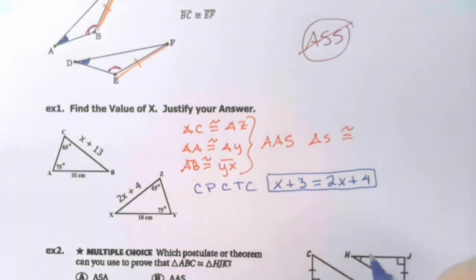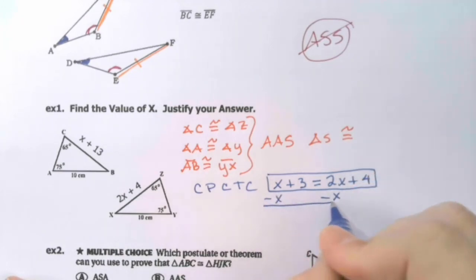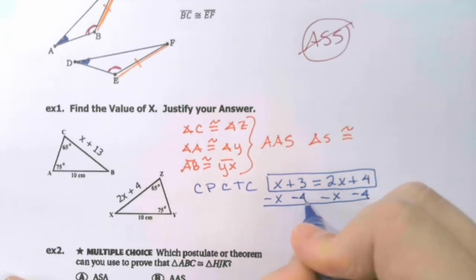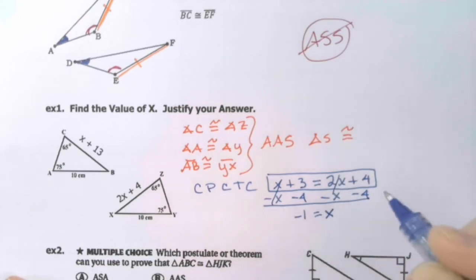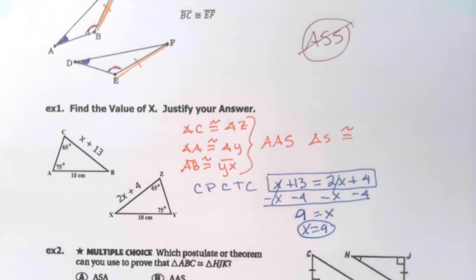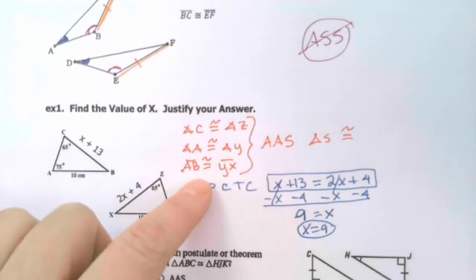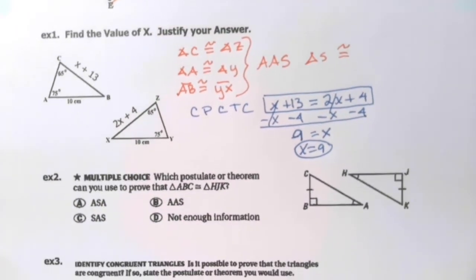Now let's solve. I'm going to solve with x on the right, so I'm going to subtract x to the right, subtract 4 to the left. Negative 1 equals x, except that this is 13. 13 minus 4, excuse me, is 9. That's better. So x equals 9. And this is our justification. We proved the triangles are congruent and then used corresponding parts. That is justified.